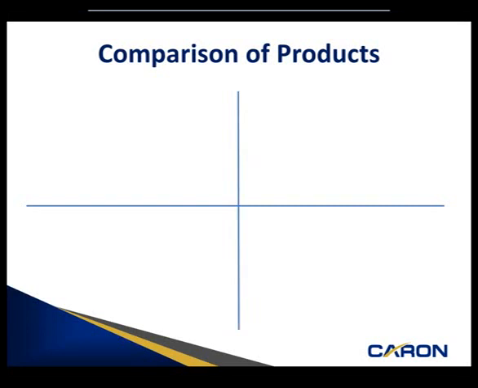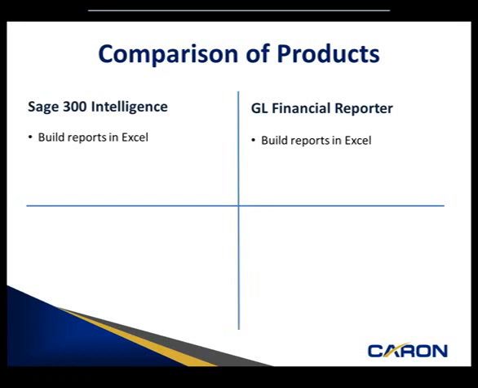We will go through a quick comparison between some of the reporting tools in Sage 300. We did this in our last presentation, but we'll do it again. The top row deals with the financial reports. So Sage Intelligence and the financial reporter both use Excel to build reports. The difference is that Sage Intelligence can be used in different modules or all modules. It can also be used outside of Sage 300.